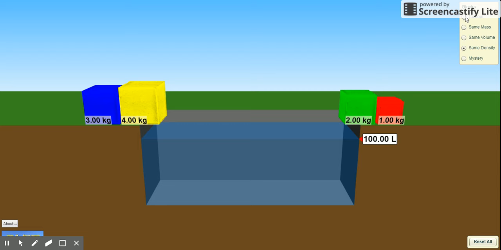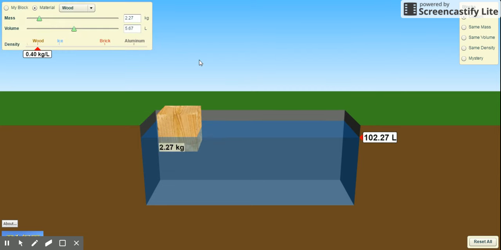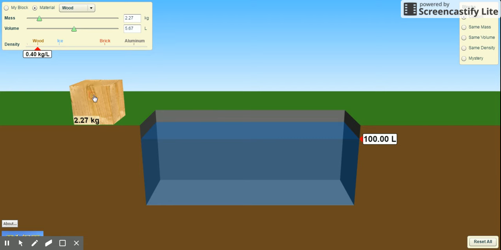Finally, this is something I want us to do. I want you to figure out displacement. So I want to take this block out. Just take this block out. First of all, I want you to notice the units. We're working in kilograms per liter. Liters is volume, kilograms is the mass.